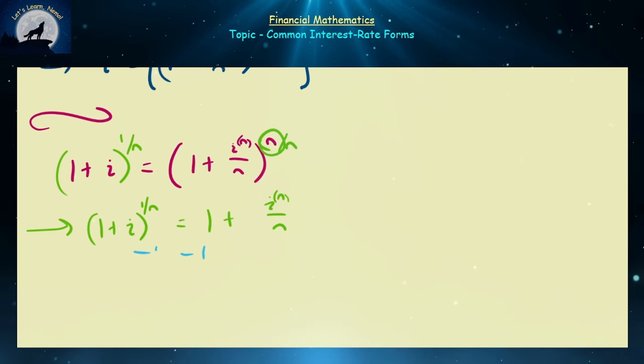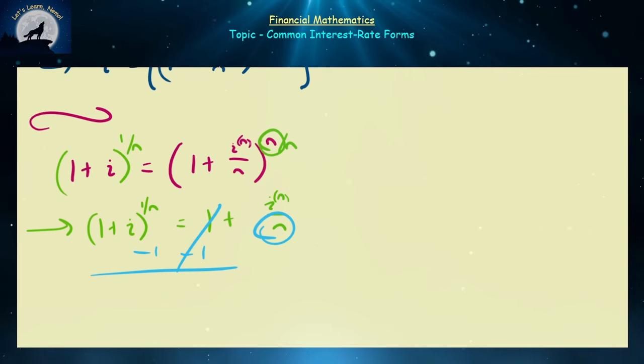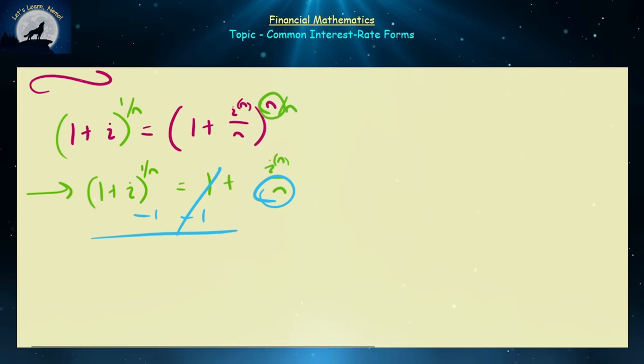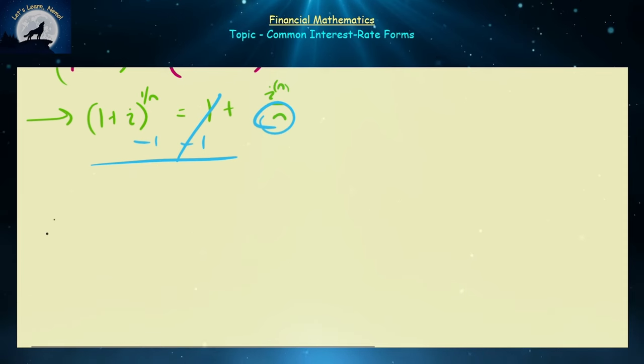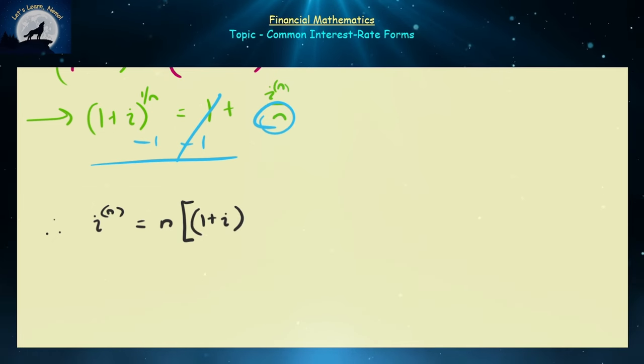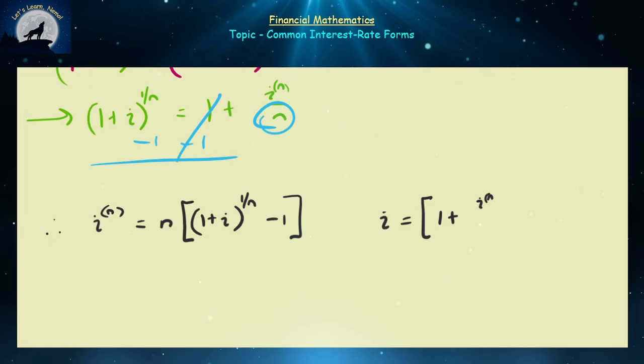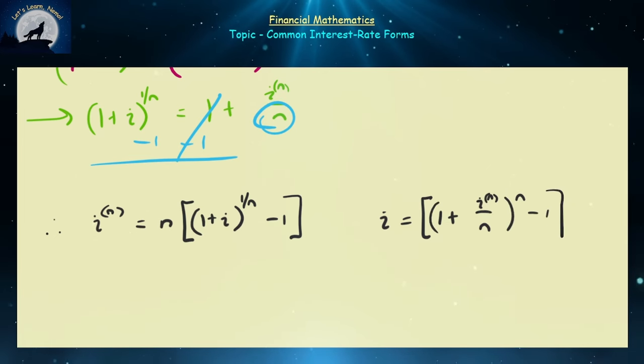Now I need to subtract this 1 from both sides to get rid of it, and then multiply both sides by n to get our i_n by itself. So once I have that, i_n, our convertible interest rate, will be equal to n multiplied by 1 plus i to the power of 1 over n, minus 1. And we also have our original, or reverse, formula, which is equal to 1 plus i_n all over n to the power of n, minus 1. Right, so that's how you can convert between nominal interest rate convertibles and annual effective interest rates.